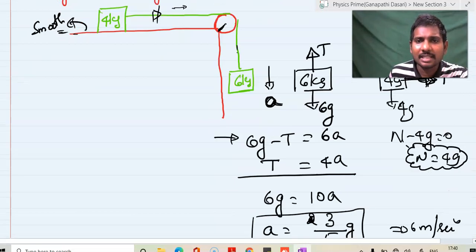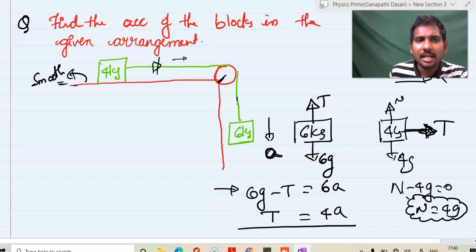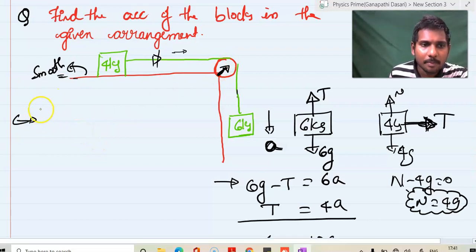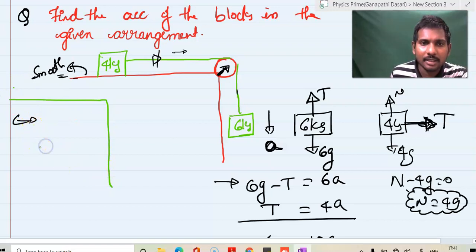This is the first question asked, which is asking about the acceleration of the blocks. Now the second question I am asking here: what is the force applied by the clamp on the pulley? If we draw the free body diagram for the pulley, there is a tension in the leftward direction, and there is a tension in the downward direction. So the resultant force will be root 2 T.